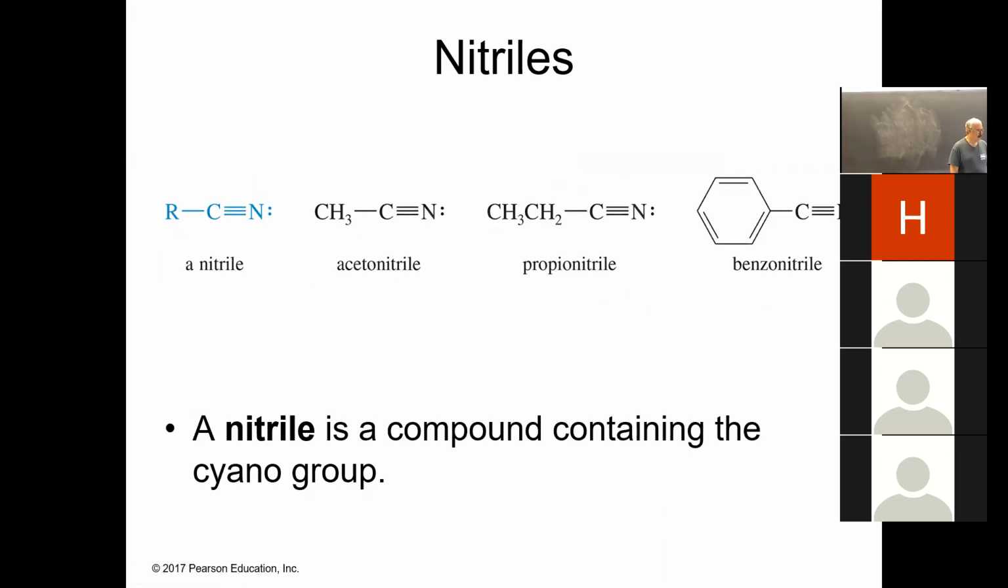Nitriles will have a CN triple bond, and these are a few examples of nitriles. Acetonitrile is an important solvent. Here we have propionitrile and benzonitrile. Nitriles are also considered to be derivatives of carboxylic acids, even though they don't look like it. But if you heat a nitrile with water and either a strong acid or a strong base, one of the products is a carboxylic acid.